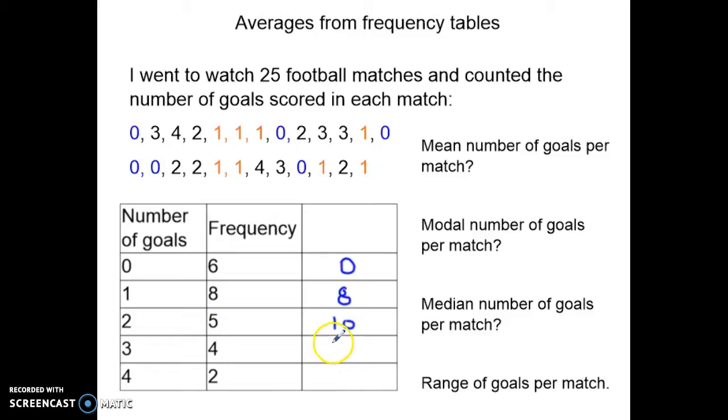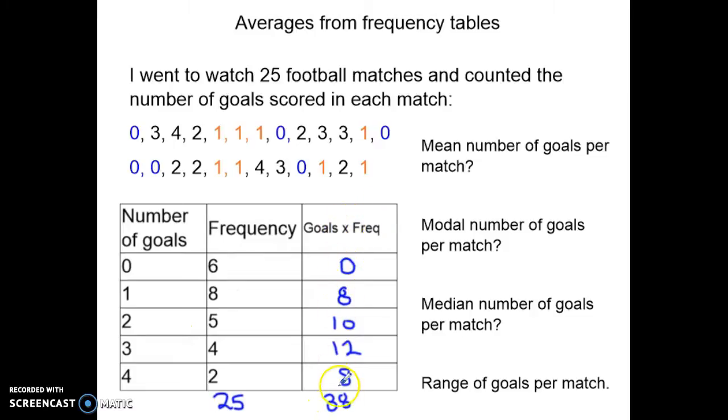2 goals 5 times. So 5 lots of 2, 10. I carry on like that through the table and end up with these values. And hopefully you've noticed that this third column I get by multiplying the first two columns together. So I'm going to write in here goals times frequency.